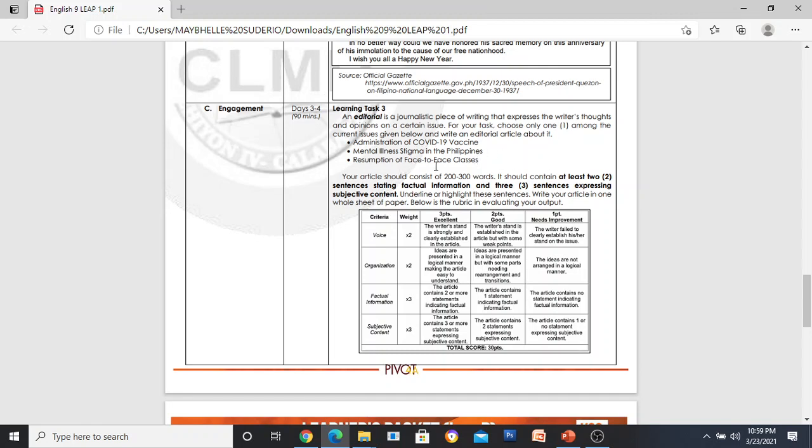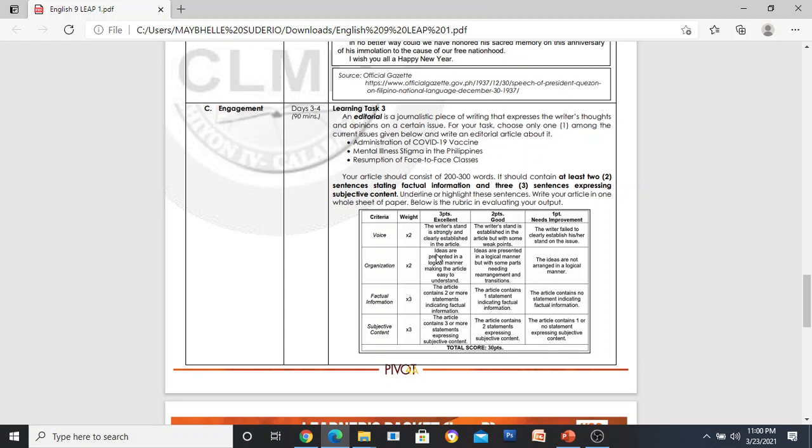Okay? So, yung inyong article must consist of 200 to 300 words. So, hanggang 300 pinaka mataas, pinaka mababa 200. So, dapat may makikita doon na at least 2 sentence na factual at 3 subjective. Pwedeng i-underline or i-highlight yung mga sentence na yon. Okay? So, write your article in 1 whole sheet of paper.